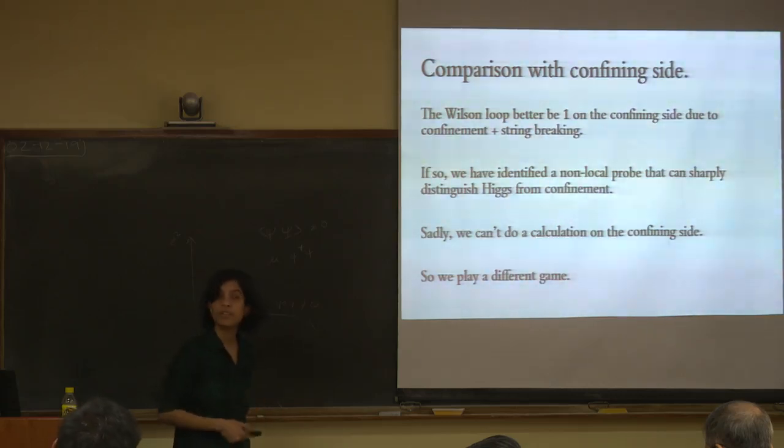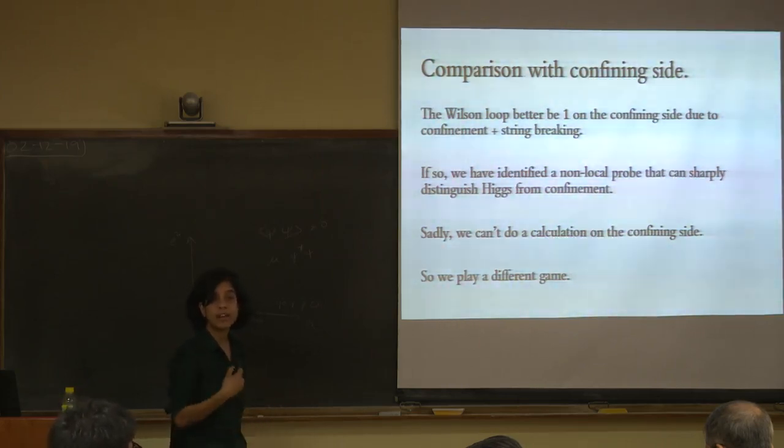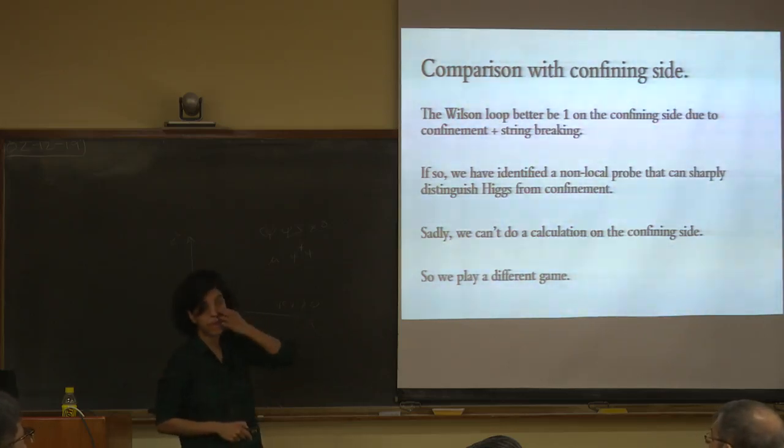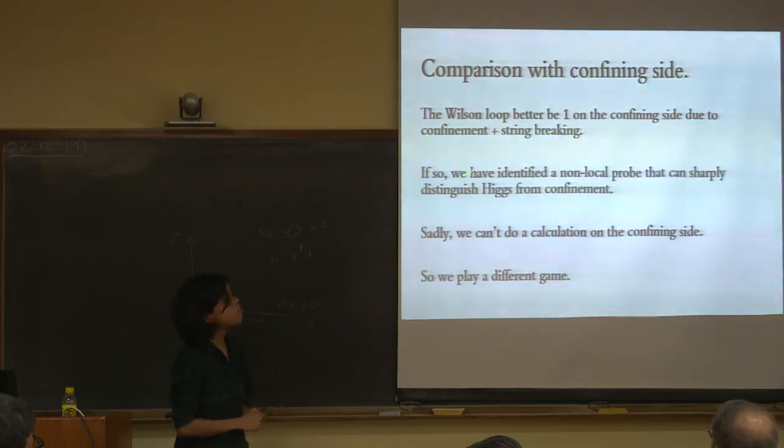You now have to contrast this with the nuclear matter side, or the non-confining side. And here, because I am doing SU(3) gauge theory in 4 dimensions, I have no control. So I'm just going to wave my hands and tell you what should happen. And this is what I expect. I expect the Wilson loop to be strictly 1 on the confining side due to confinement and string breaking. It's also a result of the fact that you expect strong fluctuations in the Wilson loop on the confining side. So we have identified a non-local probe that can sharply distinguish Higgs from confinement.